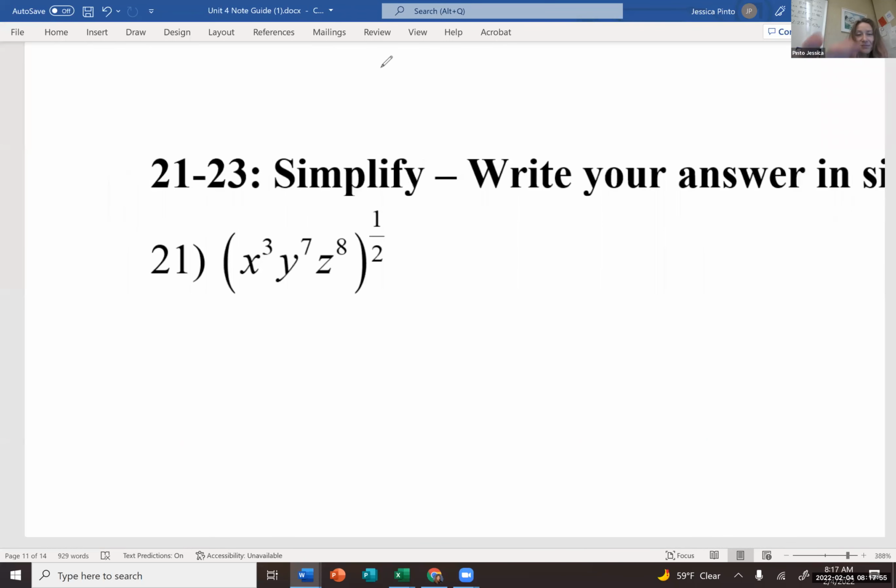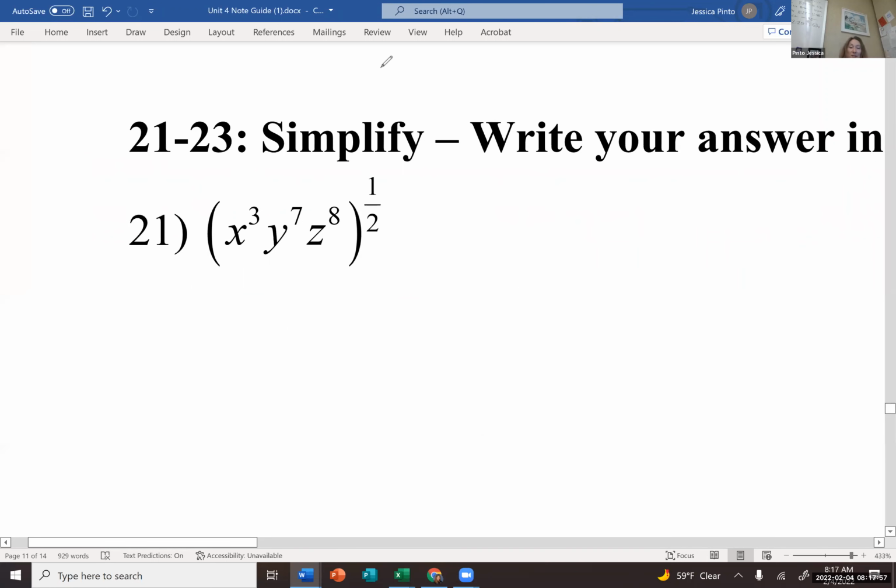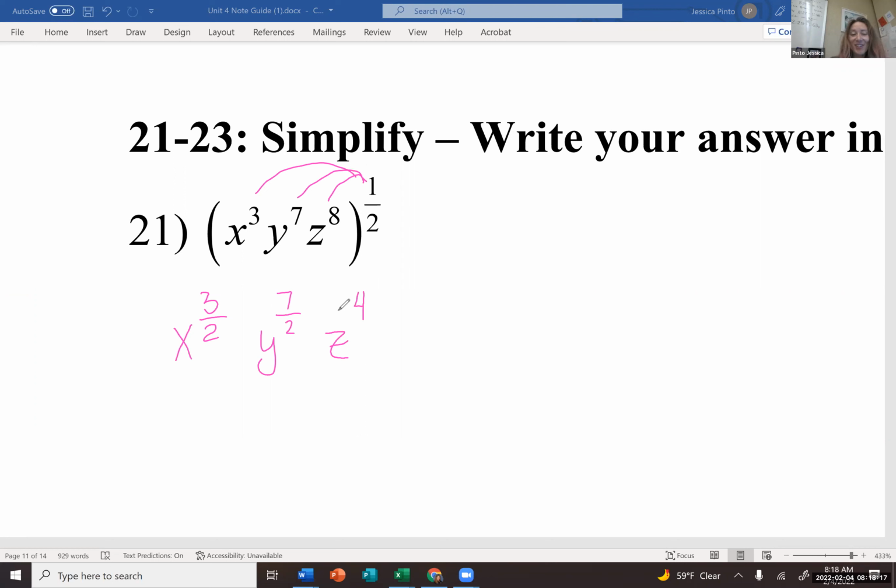So looking at number 21, I'm just going to evaluate this with my exponent rules to start. So remembering that it's a power to a power, I'm going to multiply 1/2 to everything, giving me x to the 3/2, y to the 7/2, and then z to the 4. So now I'm going to consider these as my improper numbers. This is x to the 1 and 1/2. This is y to the 3 and 1/2. And you know that this is just z to the 4th.